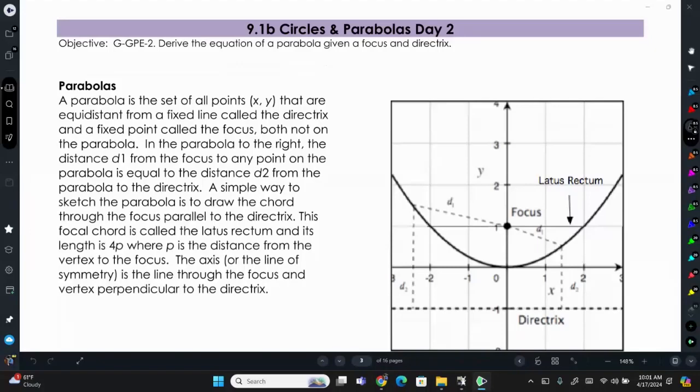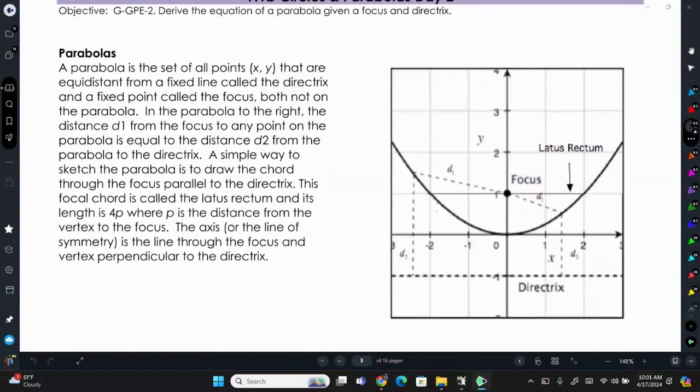So the second part of 9.1 is going to focus on parabolas. You've experienced parabolas back in Algebra 1, in Algebra 2, and a little bit earlier this year. But we're going to look at them in terms of the general form that we talked about yesterday with the conics. And we're also going to add some new terms about the parabola.